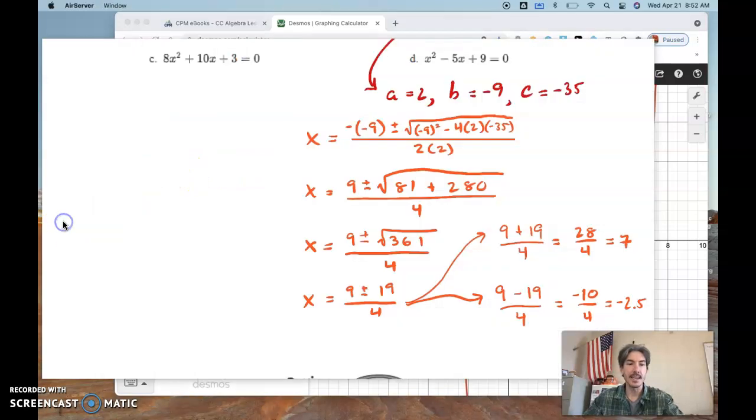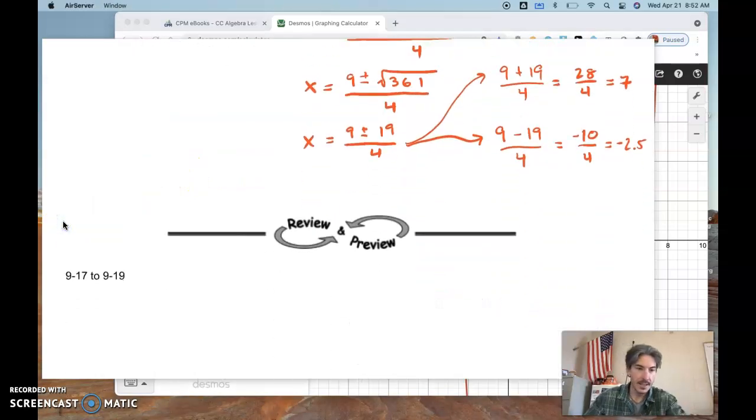Ladies and gents, a tiny bit of review preview here for you. 17, 18, and 19. Give these things a shot so we know what questions we have.